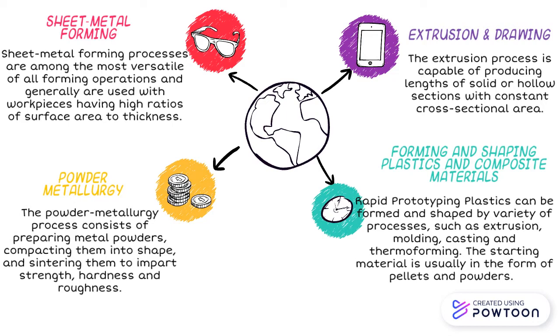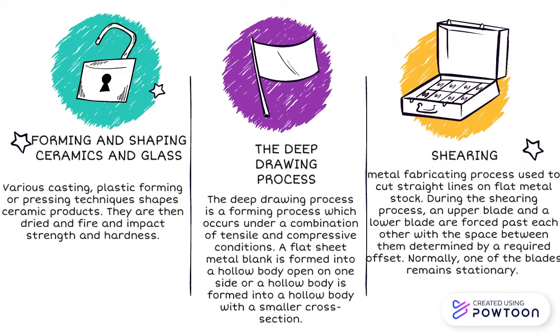Forming and shaping plastic and composite materials. Plastics can be formed and shaped by a variety of processes such as extrusion, molding, casting, and thermoforming. The starting material is usually in the form of pellets and powders. Forming and shaping ceramic and glass. Various casting, plastic forming or pressing techniques shape ceramic products. They are then dried and fired to impart strength and hardness.